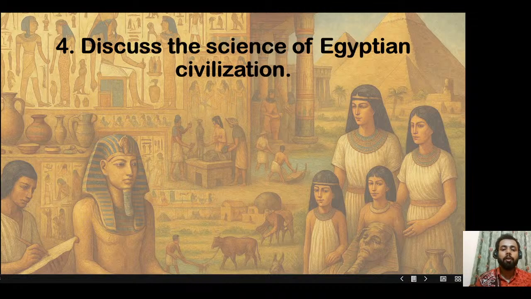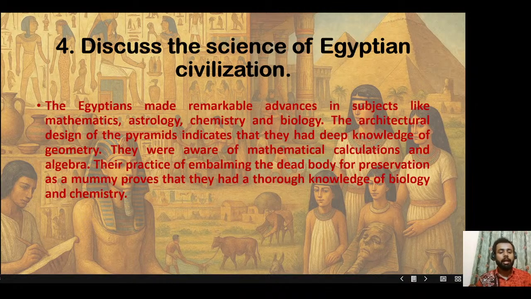Discuss the signs of Egyptian civilization. The Egyptians made remarkable advances in subjects like mathematics, astrology, chemistry, and biology. The architectural design of the pyramids indicates that they had deep knowledge of geometry. They were aware of mathematical calculations and algebra. Their practice of embalming the dead body for preservation as a mummy proves that they had thorough knowledge of biology and chemistry.